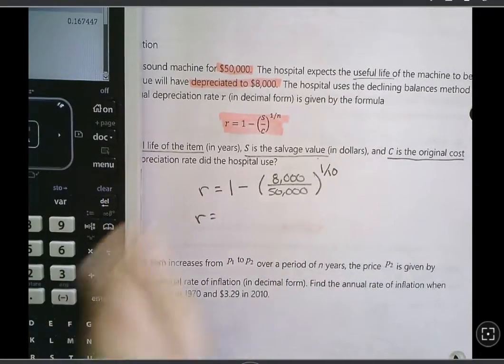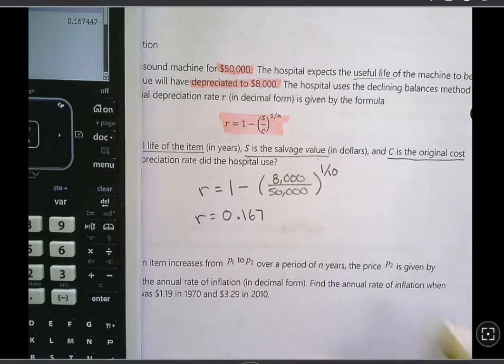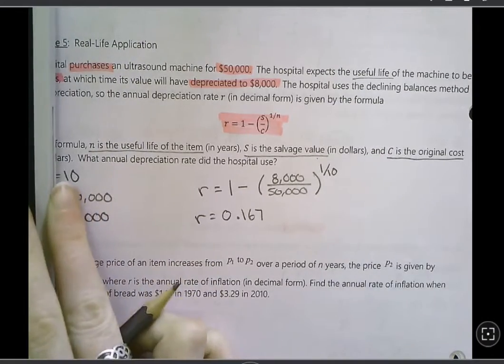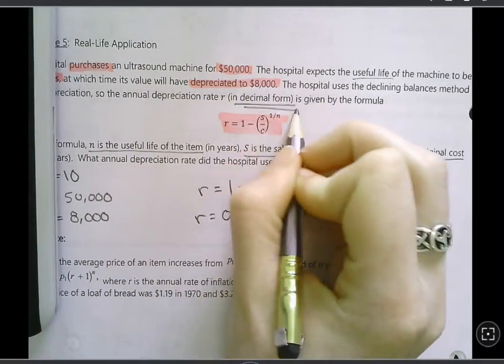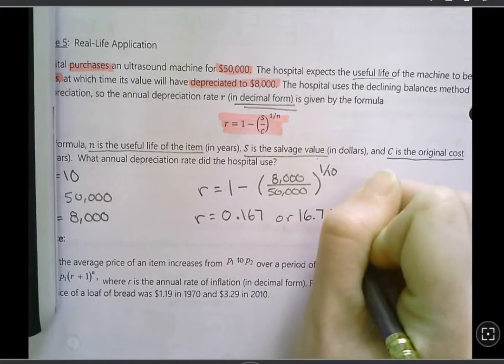So R in this case is 0.167, and it tells us, okay, it gives you this in decimal form, so it's this, or a 16.7%.